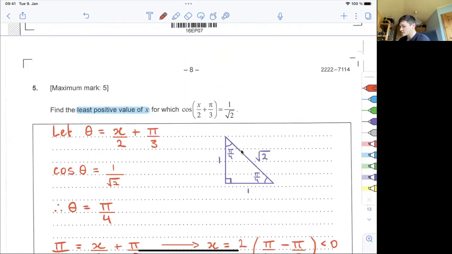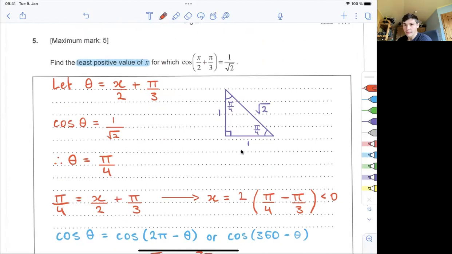Just to expand quickly on the exact value triangle. This one here is the isosceles right-angled triangle, where the two sides of the same length are length 1. You can then use Pythagoras to find out that the hypotenuse will be the square root of 2. And given it's an isosceles triangle, we know that the base angles have to be the same. And we know the angles of the triangle add up to 180, so they both have to be pi over 4 or 45 degrees.